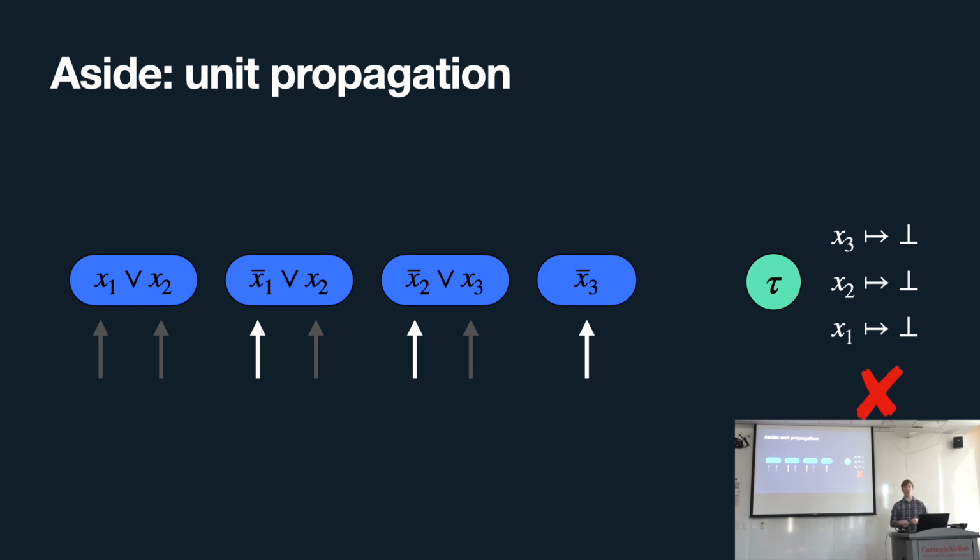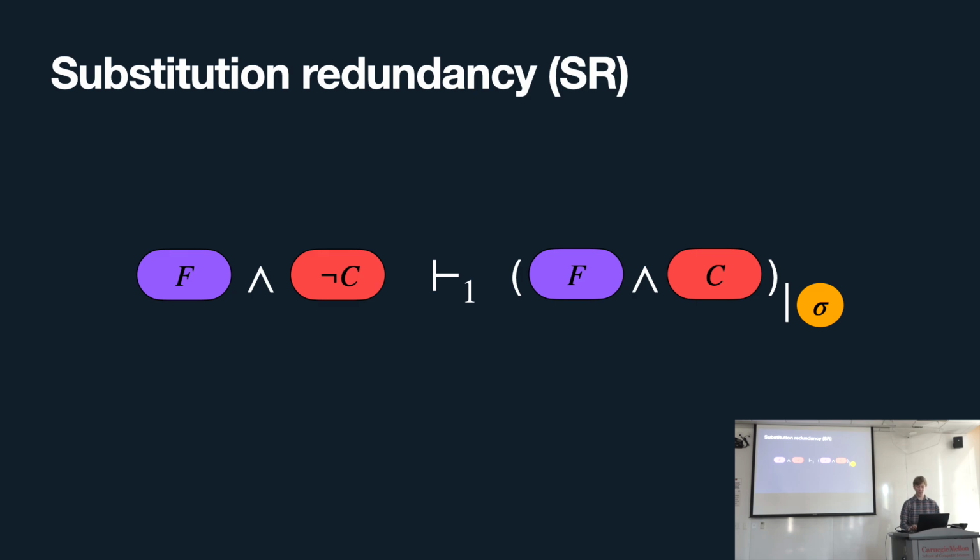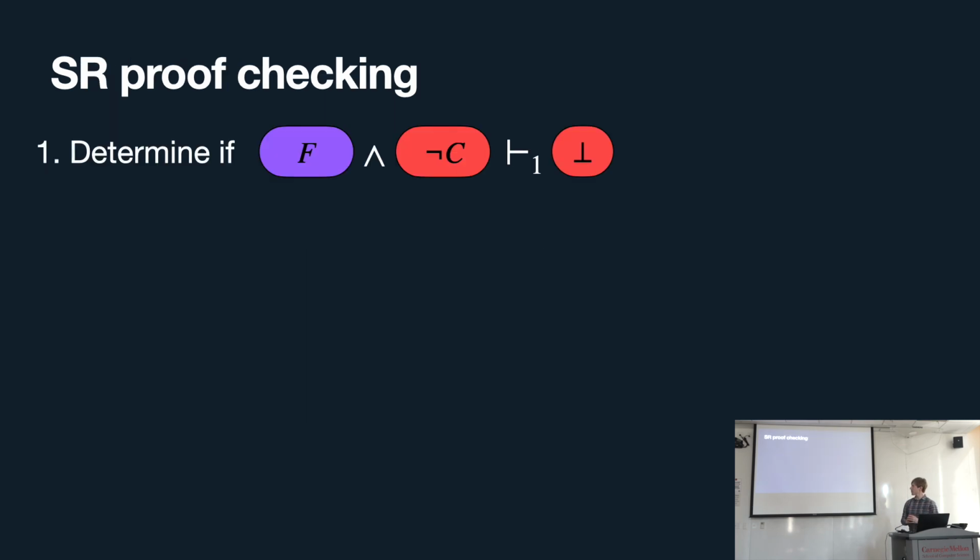You can use these things called watch pointers to efficiently check when a clause becomes unit under a partial assignment. So that is why we use this unit propagation turnstile instead of entailment in this redundancy check here. Okay, so let's take a look at some SR proof checking.